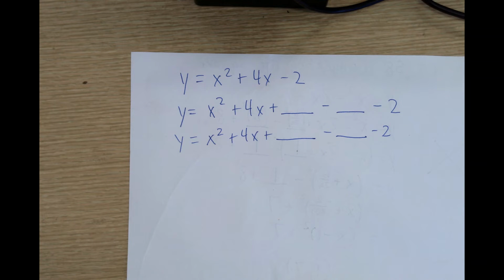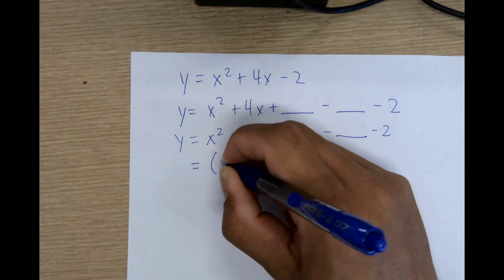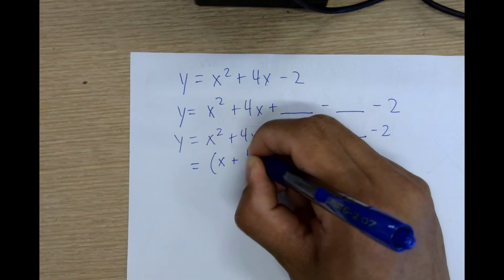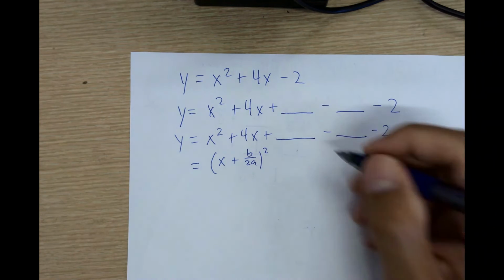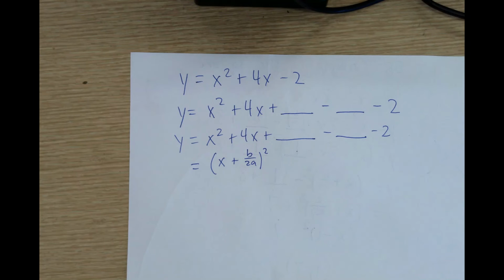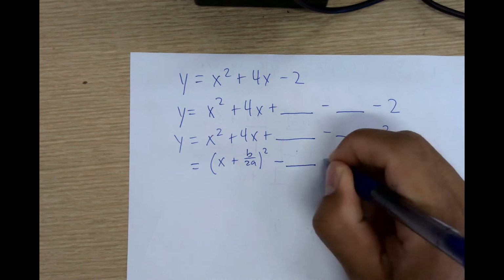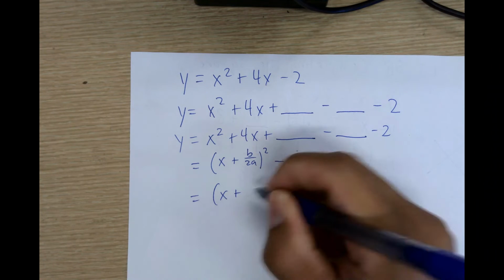So just as a reminder, this is going to turn into a perfect square, right? x, and this is going to be plus b over 2a, right? Squared. And then it's going to be minus whatever number, minus 2. And then this is going to be x plus that number.